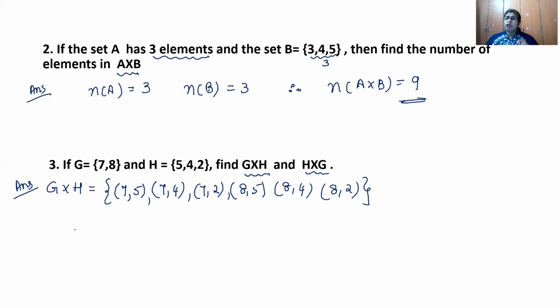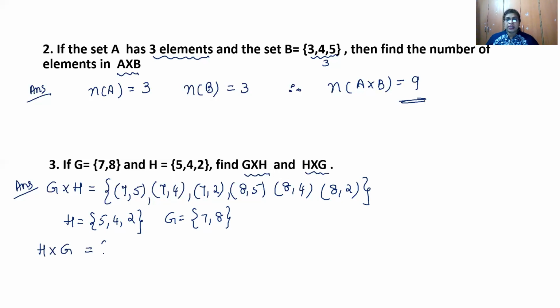Now, I want to write H cross G. So before I write, let me write first the H set, then let me write the G set. Okay. So avoid confusion here. So let us first write what the H set given to me is. It is 5, 4 and 2. Next, what is the G set given to me? 7 and 8. So now I want, who is my first set? Now in this question, H is my first set. So how do I write H cross G?